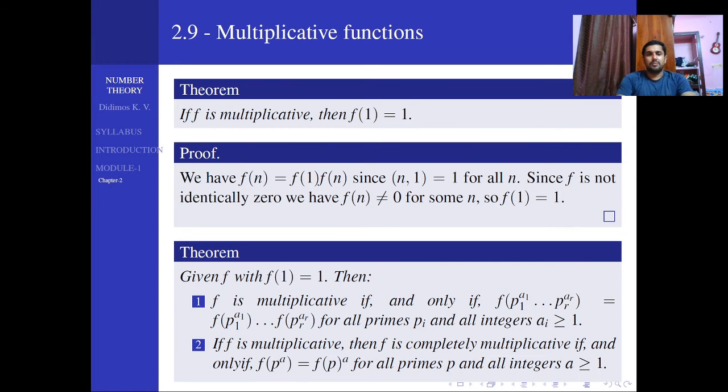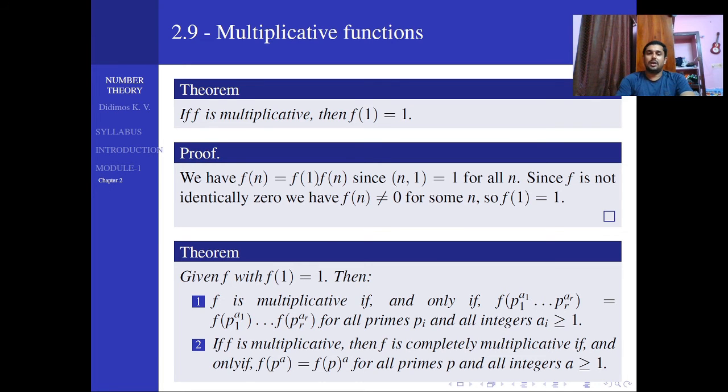Now we have a theorem. That is a very simple theorem. We can write a one line proof for this. If f is multiplicative, then f of 1 is equal to 1. So we start with the multiplicative function. One thing you remember is f is always a non-zero function. So there exists at least one n with f of n not equal to 0. So we start with a multiplicative function f, then f of n can be written as f of n into 1, that is f of n into f of 1, or f of 1 into f of n, since gcd of n comma 1 is 1.